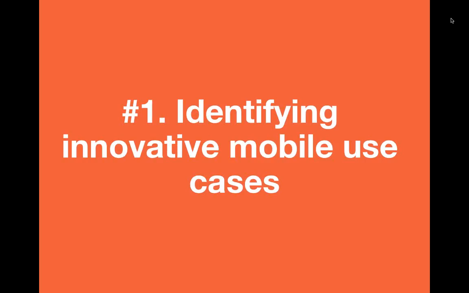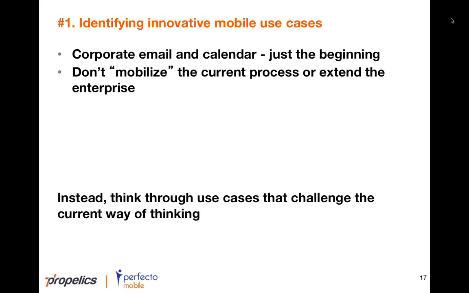So let's start talking about these 6 challenges in more depth. So the first one is identifying innovative mobile use cases. We've seen a lot of organizations have a simple start around surfacing enterprise calendars or enterprise emails on mobile devices and call it mobile first, when in reality it's far from the true potential of enterprise mobility.